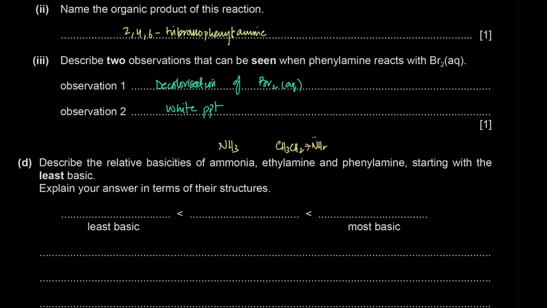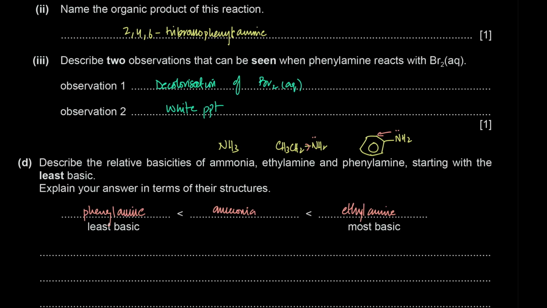Now, if you compare ammonia and phenylamine, which is more basic? Ammonia is more basic, because in phenylamine the lone pair electrons in the p orbital delocalize into the ring, making the electrons less available for donation. So in ethylamine, relative to ammonia, the electrons are more available for accepting a proton. In phenylamine, due to the delocalization of electrons into the ring, the electrons are less available for donation. So the least basic is phenylamine, followed by ammonia, and the most basic is ethylamine.